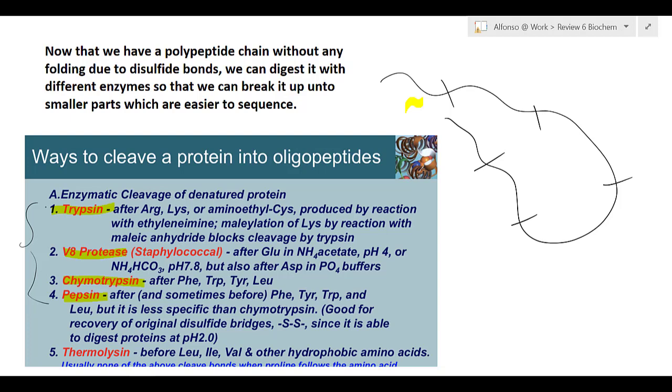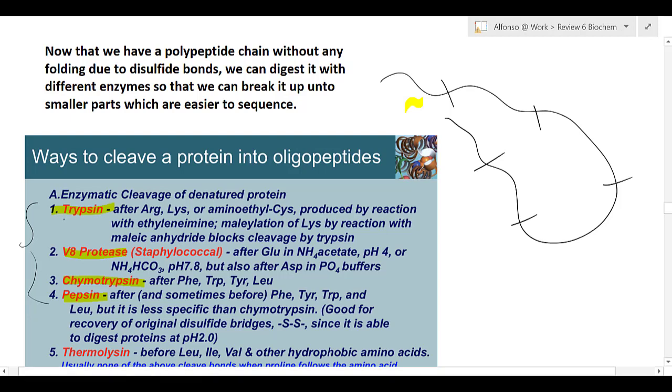So just imagine this. You discover a new protein and you want to know how it's arranged in terms of its amino acids. You would break it up into smaller chunks and then analyze those smaller chunks. Does that make sense?